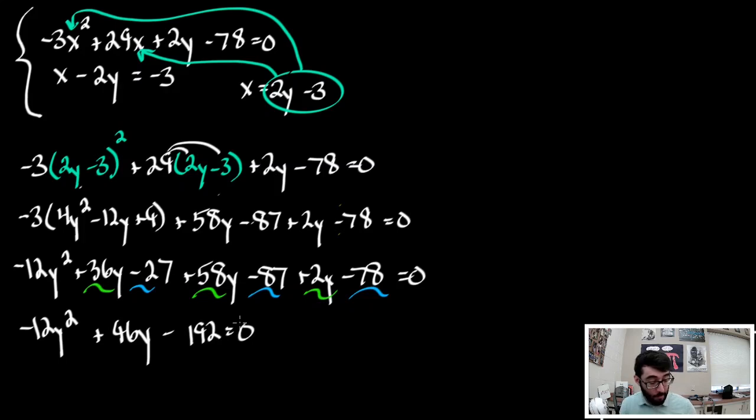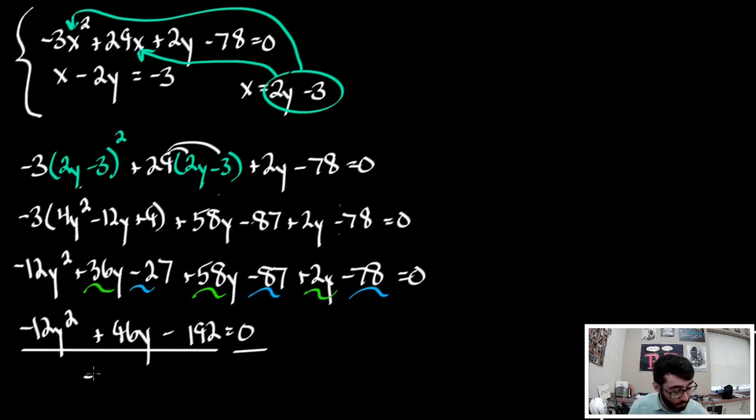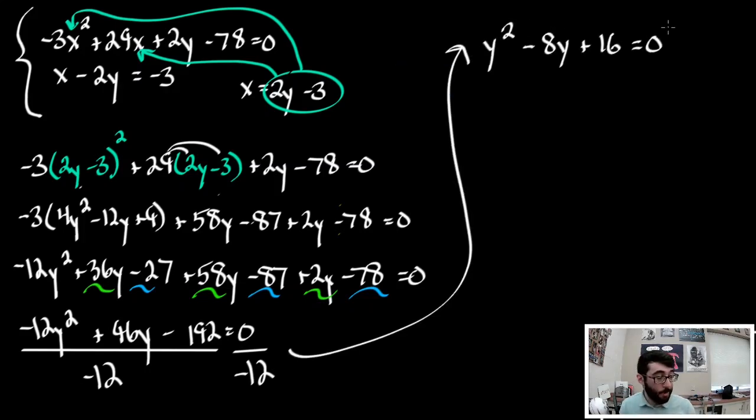Now, all these numbers are pretty big. However, what you might recognize is that everything does have a greatest common factor. Everything does, in fact, have a greatest common factor of 12. So what we can do to make this a little bit easier is divide each side through. I'm going to divide by negative 12. That way, my leading coefficient is positive, and this is going to leave us with an equation that is much easier to handle. And as we can see here, everything is a lot easier.